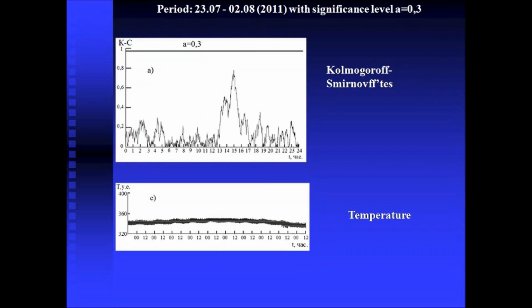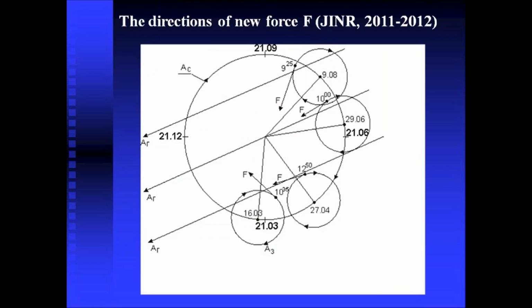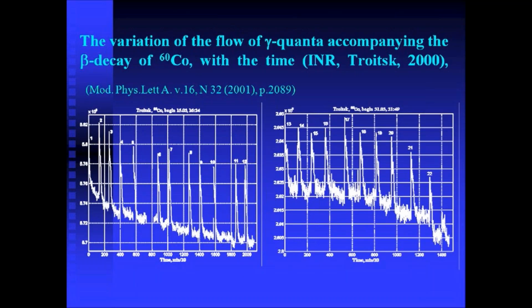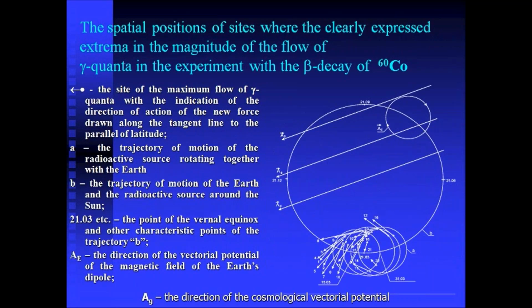This investigation shows that the directions of beta decay rate deviation correspond to the generatrix of the new force action, called vector Ag. We use germanium lithium detectors in this experiment. We get the new force action directions corresponding to the whole of the new force directions.